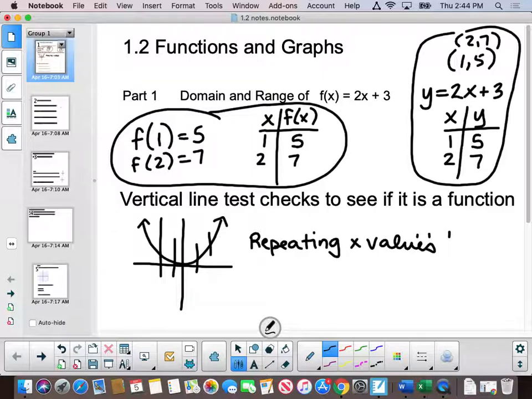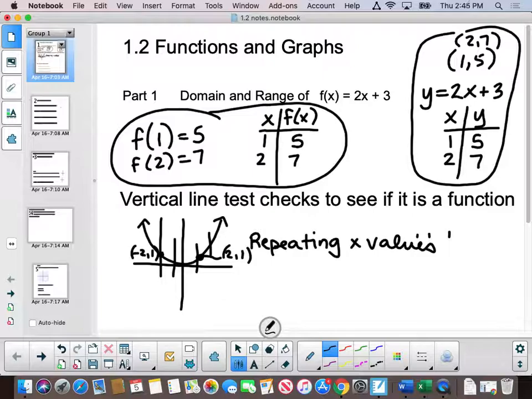If you check these points, this point is like 2 comma 1, this point is 4 comma 4, this point is negative 2 comma something. You can have repeating y values, you can't have repeating x values. Like this point right here, let's pretend it's 2 comma 1. Over here, right across from it, is negative 2 comma 1. It's okay to have the same y values. You can't have the same x values.